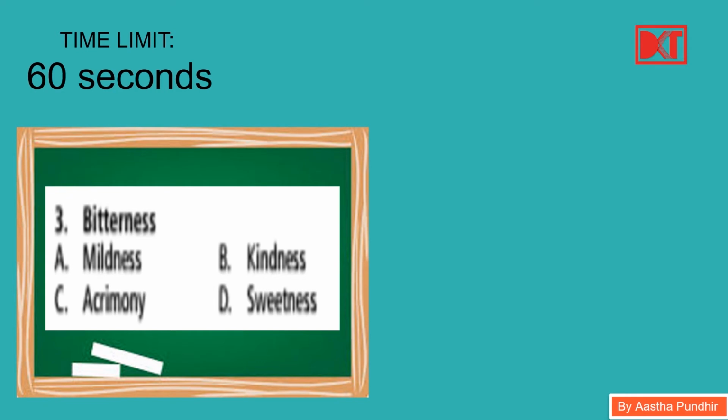Now the word is bitterness. The options are A. mildness, B. kindness, C. acrimony, or D. sweetness. So here we have to choose the word which is similar to bitterness, which means the same. The correct answer is C, acrimony. This also means bitterness, behaving a little rudely, that ill feeling. The other words like kindness, sweetness, mildness can be antonyms in some way. They are antonyms of bitterness and acrimony, and they are synonyms amongst each other. All right.